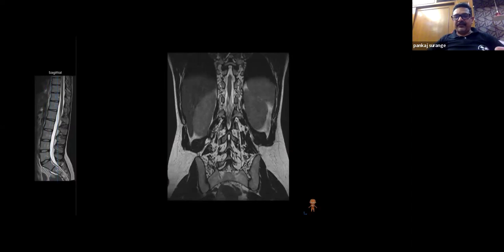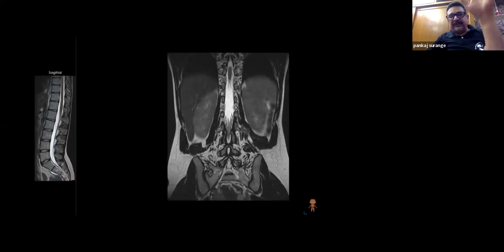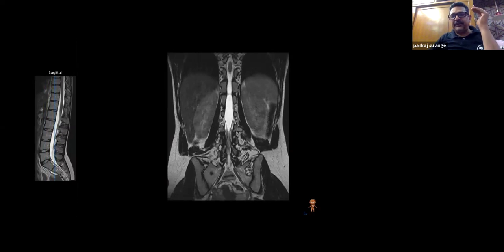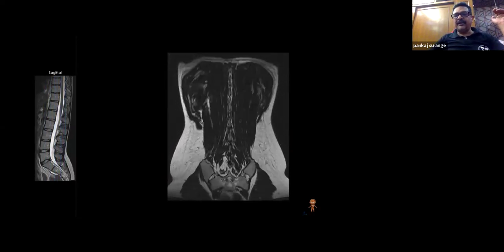Coronal sections are required when we want to follow something from anterior to posterior or from posterior to anterior. So what are the structures which run from posterior to anterior that are significant for us? The most important is the SI joint, the sacroiliac joint. We know the sacroiliac joint is vertically oblique like this.